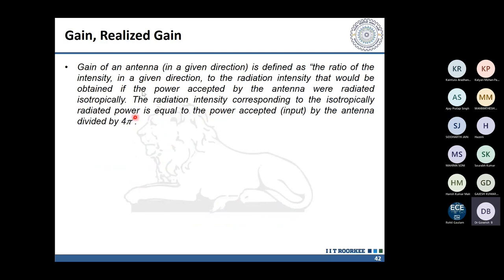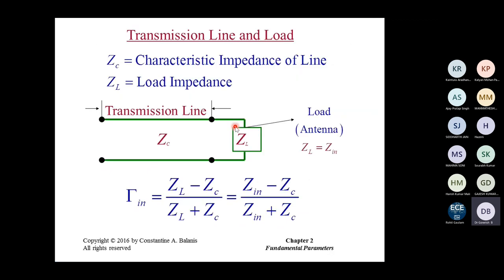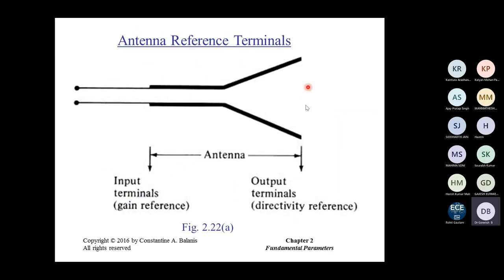So what is gain? Gain is basically the ratio of the radiation intensity of a given antenna to that of the isotropic antenna if the power accepted by the antenna were radiated isotropically. What do you mean by that? Okay, so what was directivity? Directivity was the ratio of the radiation intensity of an antenna to that of the isotropic antenna, right? And what was the reference for P radiated? The P radiated reference was here at the output terminals of the antenna.